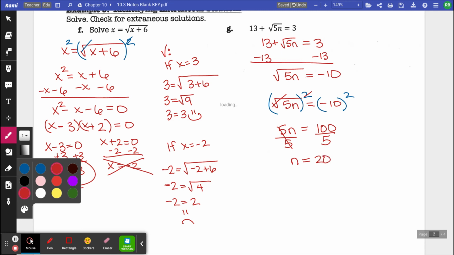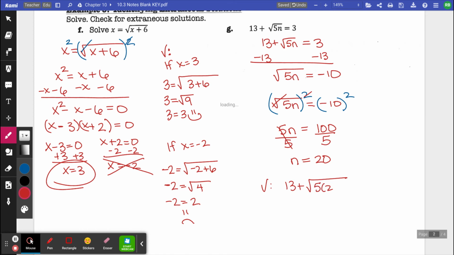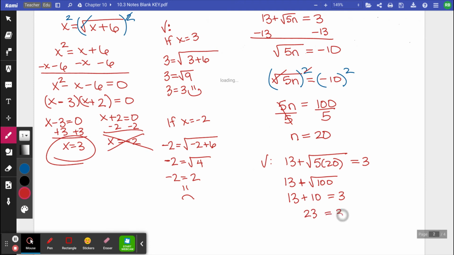Okay, so check your solution, make sure it works. When we check, we have 13 plus the square root of 5 times 20 equals 3. So 5 times 20 is 100. 13 plus the square root of 100, which is 10. Does 23 equal 3? And the answer is no. So this answer doesn't work out, there is no solution for this problem.